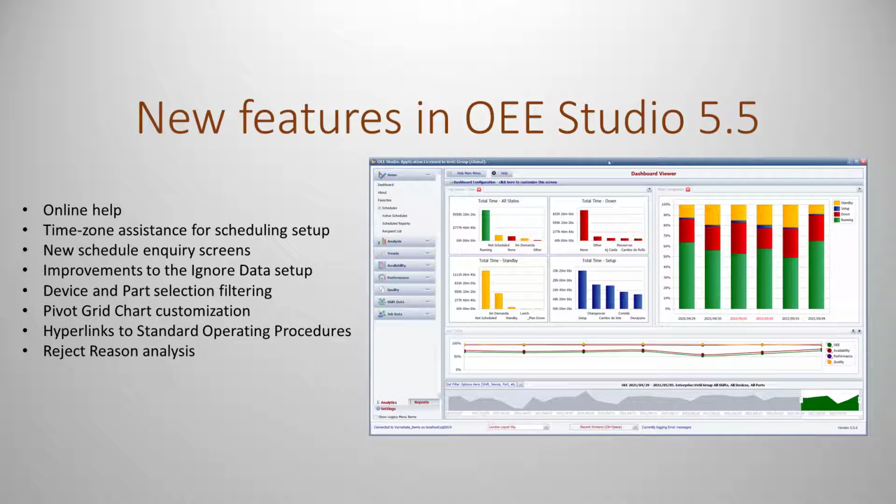OEE Studio 5.5. These include context-specific links to online help, scheduling assistance for users reporting in multiple time zones, 2 new scheduling inquiry screens, improvements to the Ignore Data setup screen, device and part selection filtering, detailed chart customization for pivot grid charts, the ability to store hyperlinks to online standard operating procedures when creating a saved favorite, and then last but not least, quality analysis screens to analyze reject reasons by shift and job. Let's take a look at these in more detail.